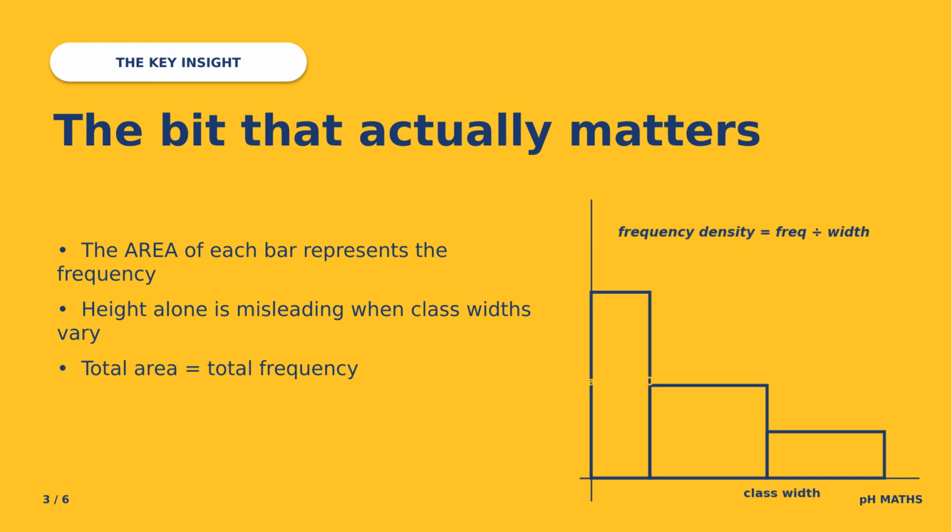Key insight. The area of each bar, height times width, represents the frequency. Height alone would be misleading when widths differ. So if your graph has bars of unequal width, you must scale the height down using frequency density. Total area equals total frequency every time.